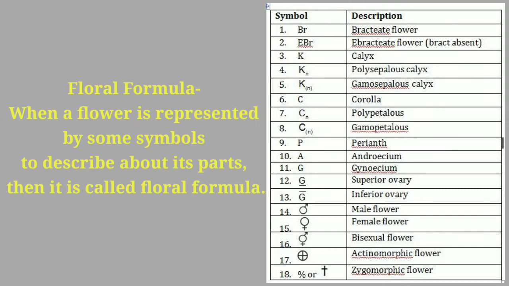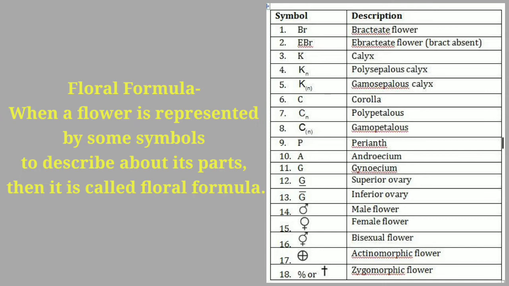So for every part of the flower and for every change that a flower produces according to the families and species, there are certain symbols. For example, when a flower produces bracts, we know that it is called a bracteate flower. So when a flower is bracteate, the symbol Br is used. When it is ebracteate, that means when the bracts are absent, then EBR is used.